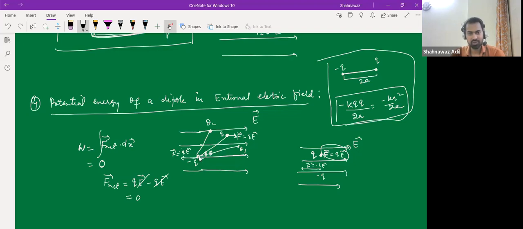What kind of force? This is due to the translational force. But we have another force that is acting on this dipole. Let's see who remembers. Aisha, what is the other force that we have? Mariam, what is the other force that we have? So translation force is 0. F net is 0. What is the other force that we have?